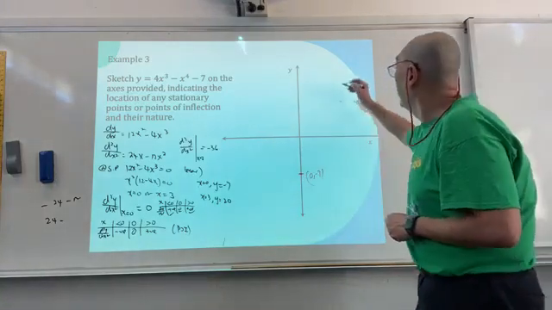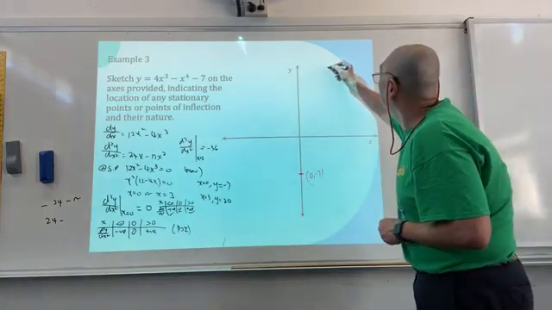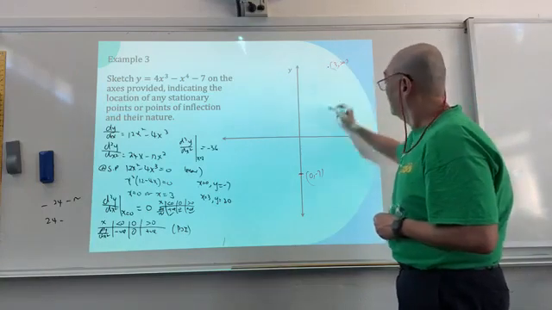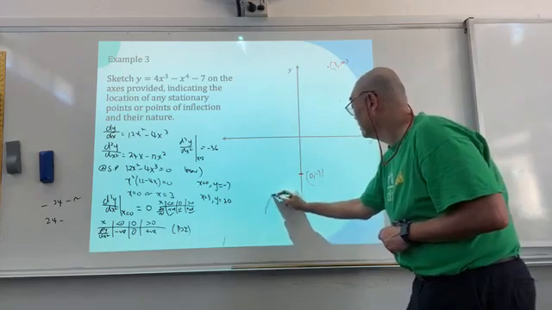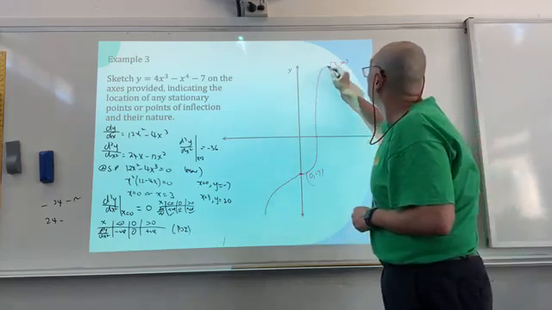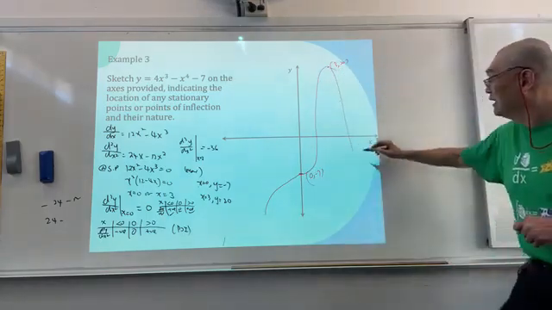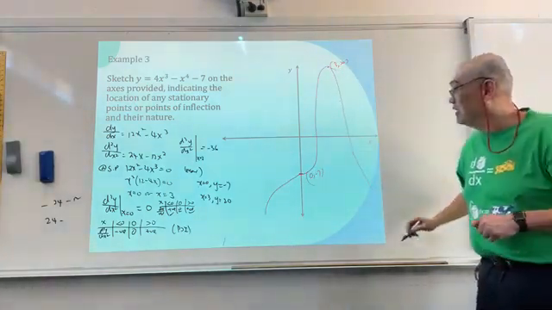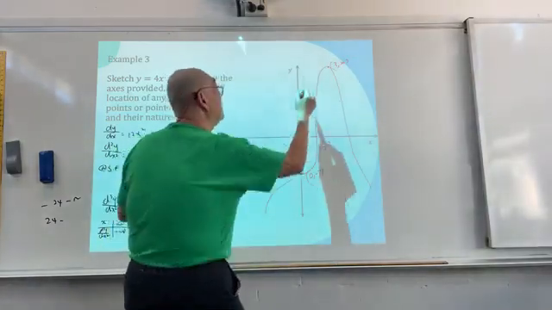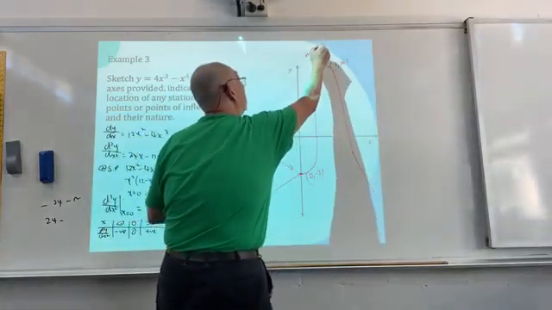And the other point is 3, 20. So you just set it up like a normal sign test, except the bottom is the second derivative. It goes like this. It looks something like this, all right? My drawing is pretty bad. So this is the point of inflection, and this is the max.